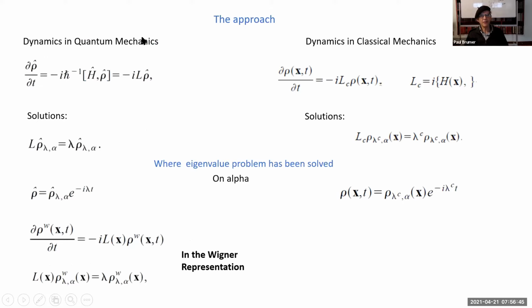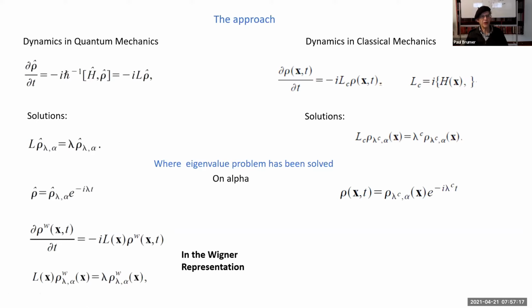If you look at dynamics in quantum mechanics, it looks like this. dρ/dt is equal to minus iLρ, where L is the Liouville operator, the quantum Liouville operator. This has solutions, has eigenvalues. The Liouville operator has eigenfunctions ρ_λα with eigenvalue λ. Alpha is going to contain all the degeneracies, and I'm not going to deal with it here in this discussion, but it's certainly dealt with in the papers I will refer to.